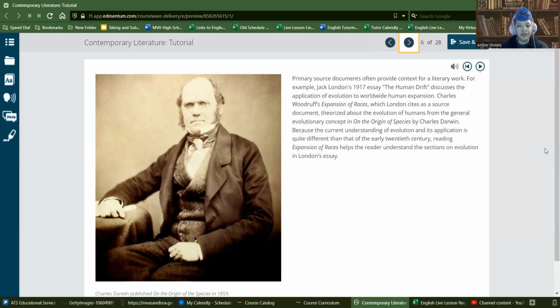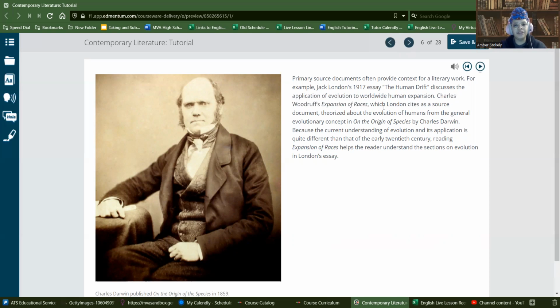So they give you an example here of someone using a source document for their story. So they talk about Jack London's 1917 essay, The Human Drift. That's where we are here. It discusses the application of evolution to human expansion. So basically talking about how evolution has affected humans expanding over the world. So London cites as a source, so he uses information, that's what citing is. He uses information and lets people know that he gets information from Charles Woodruff's book called The Expansion of Races.